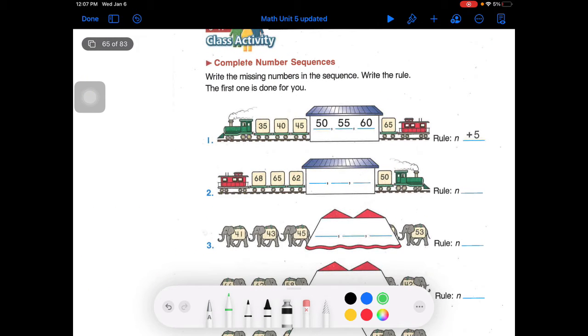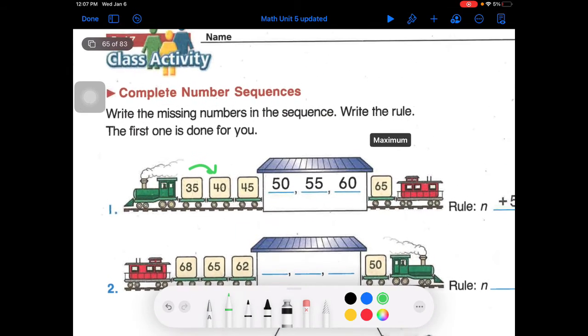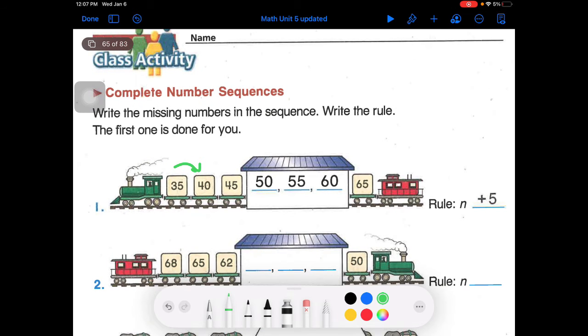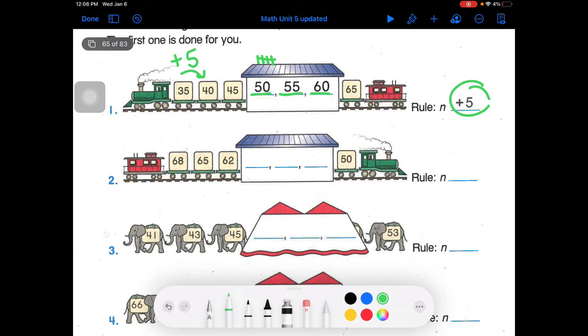So now what we have to do is we draw the little arrows in between there, and we say, is 35 going up or going down? In this case, it's going up, so we put a plus. And then how many is it going up by? 35, 36, 37, 38, 39, 40. Yep, it's going up by 5. So my rule over here to the side is 5. And then what they had to do was figure out the 3 blank ones inside of the train cart.